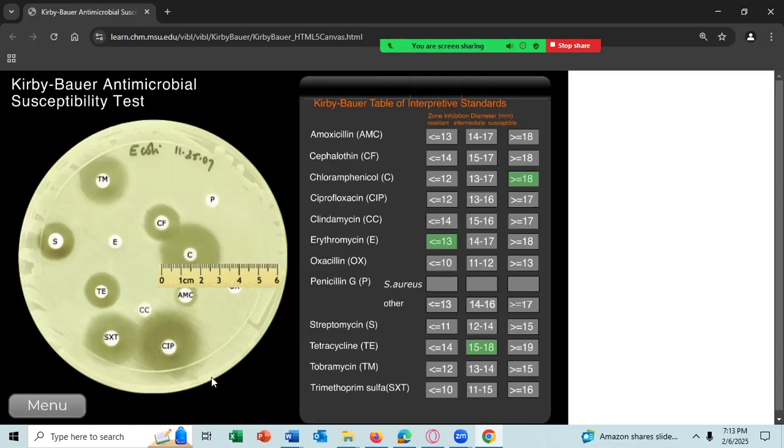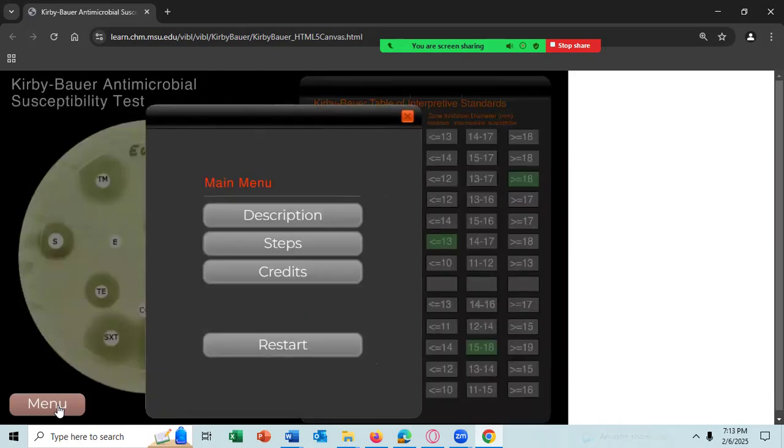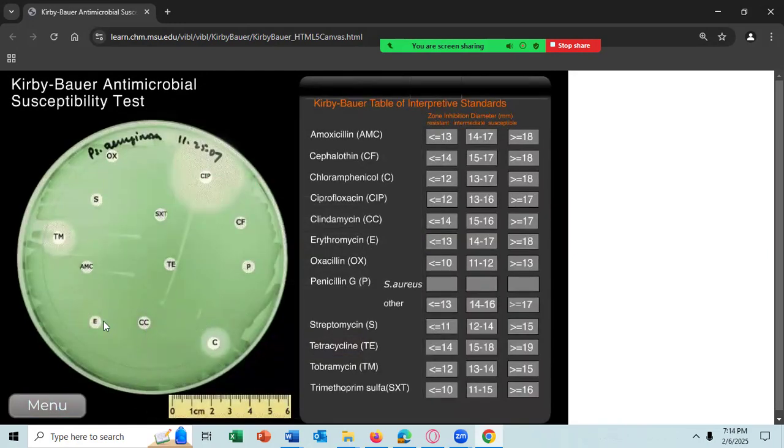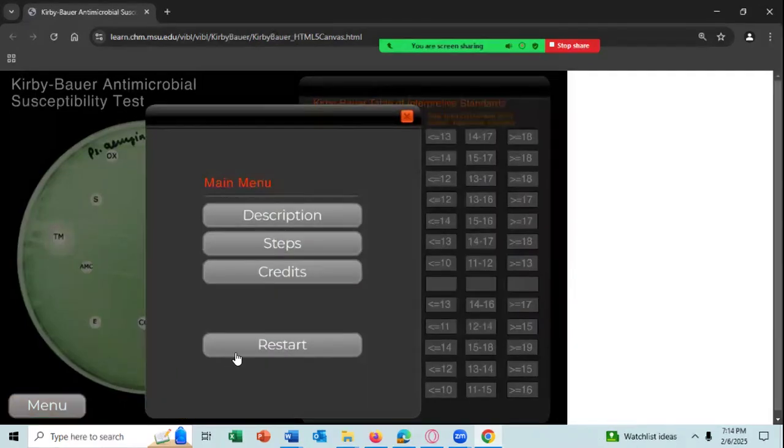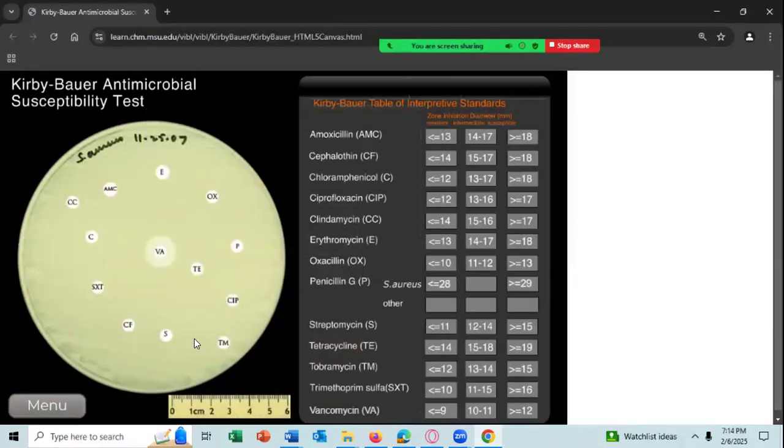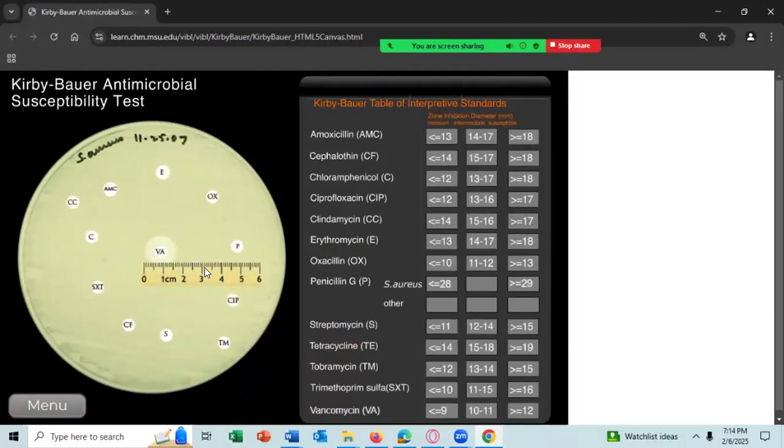All right. And then to get to the next plate, this is a plate for E. coli being tested with these different antibiotics. Hit the menu button and then restart. It goes to the second page for Pseudomonas aeruginosa. And then hit the menu button again, hit restart third time. And there's the third plate for Staphylococcus aureus. And there's the only antibiotic which has a zone of inhibition.